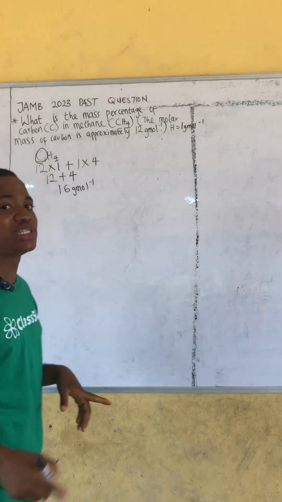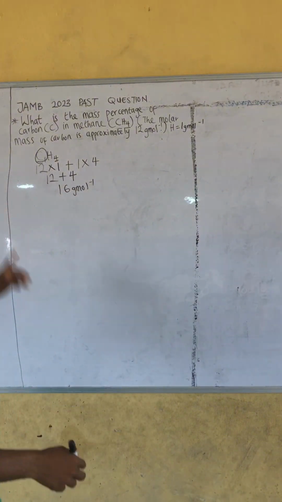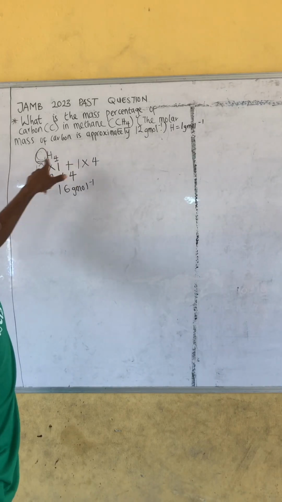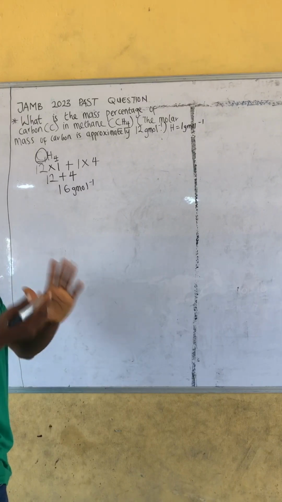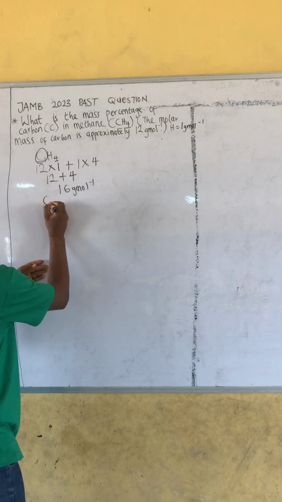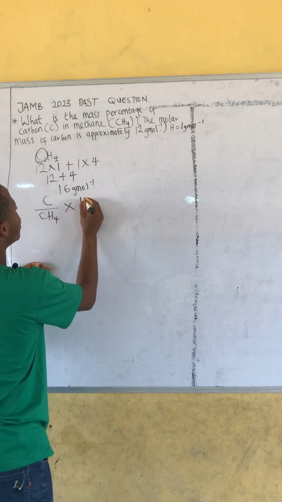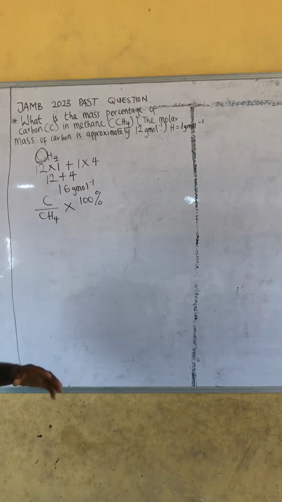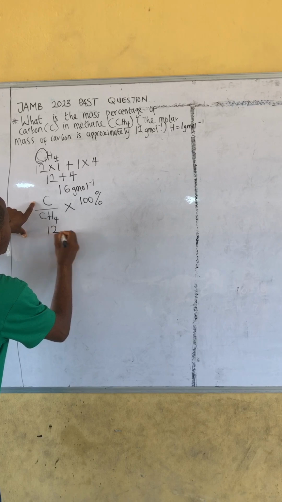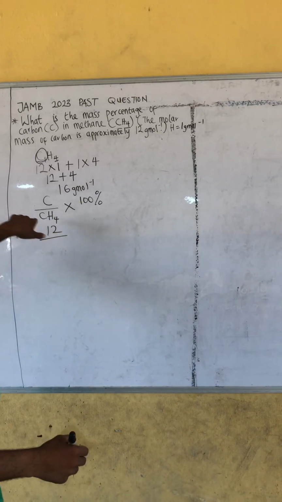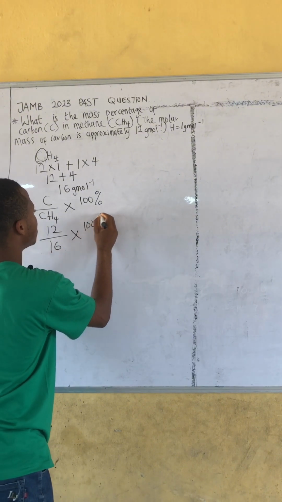So this is how we are going to calculate it. We are going to calculate it as if we are calculating a percentage question. So let us go. What is the percent of carbon? The relative atomic mass of carbon is 12. Let me give you a formula that will make it simple for you guys. We write C, which is carbon, over CH4, times 100%, like we are doing a percentage portion. So now, what is the relative atomic mass of carbon? 12. What is the relative molecular mass of methane? We got it as 16, times 100%.